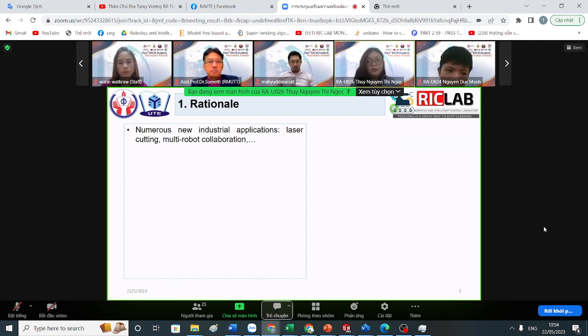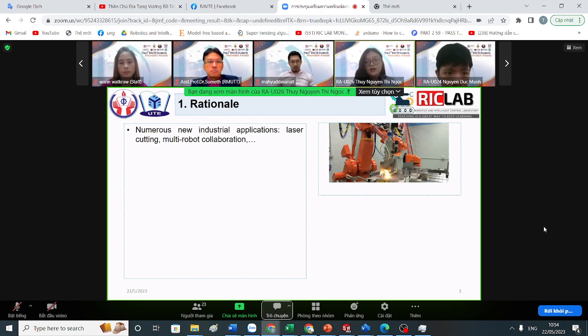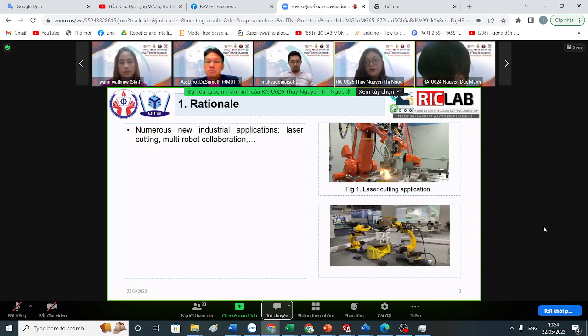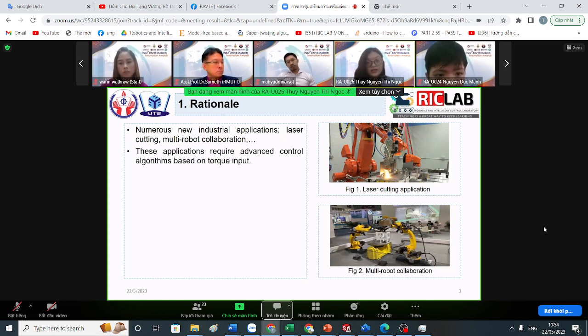Contemporary applications of robot arms such as laser cutting or multi-robot collaboration push robots to perform tasks faster, more accurately, and efficiently. These requirements can be satisfied by using advanced control algorithms based on torque inputs, such as computed torque controller and adaptive robot controller, which need accurate knowledge of the dynamic model.